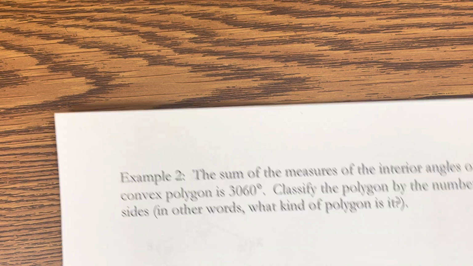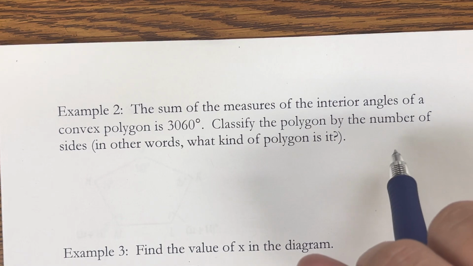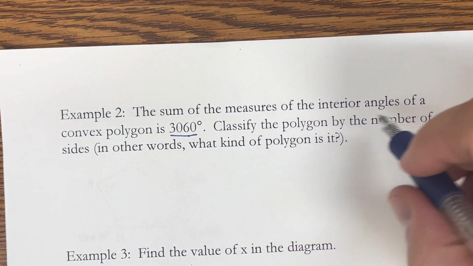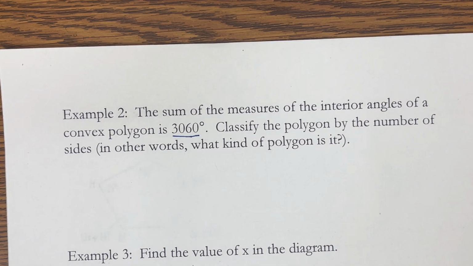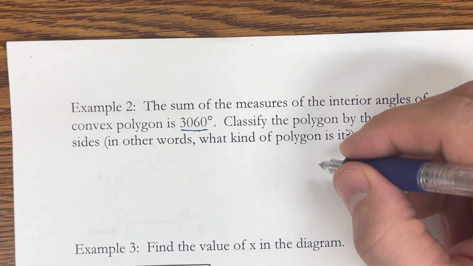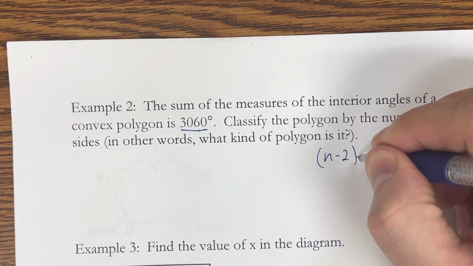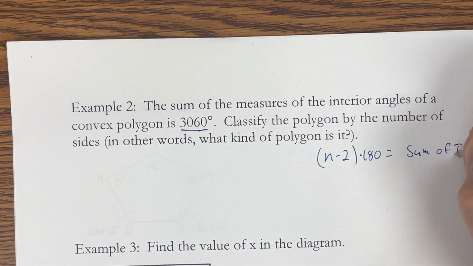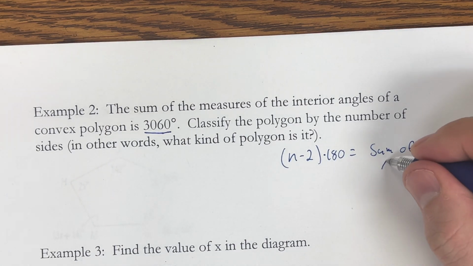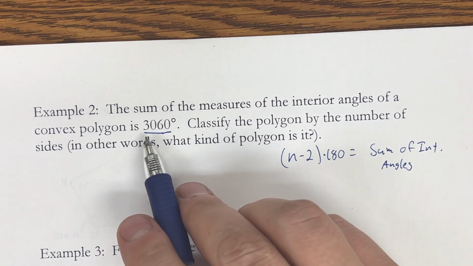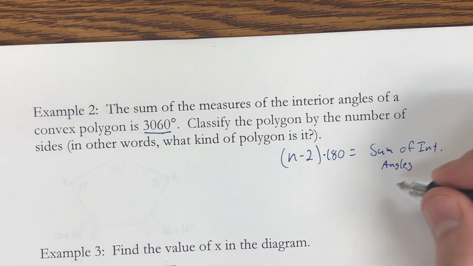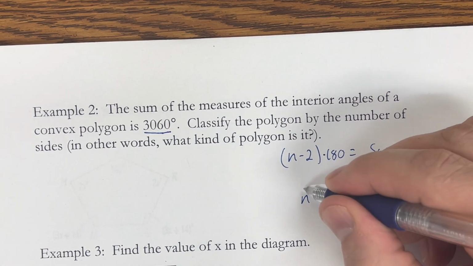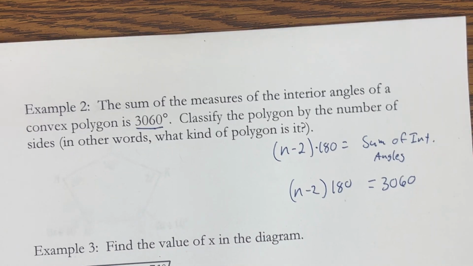All right, moving onward here. A little bit more of a difficult problem. This one says the sum of the measures of the interior angles of a convex polygon is 3060 degrees. Classify the polygon by the number of sides. So we need to figure out the number of sides. So keep in mind, with our formula, n minus 2 times 180 degrees is equal to the sum of interior angles. In this problem, we know the sum of the interior angles is 3060, so that goes here. And that's equal to n minus 2 times 180 degrees. So we need to solve this equation.